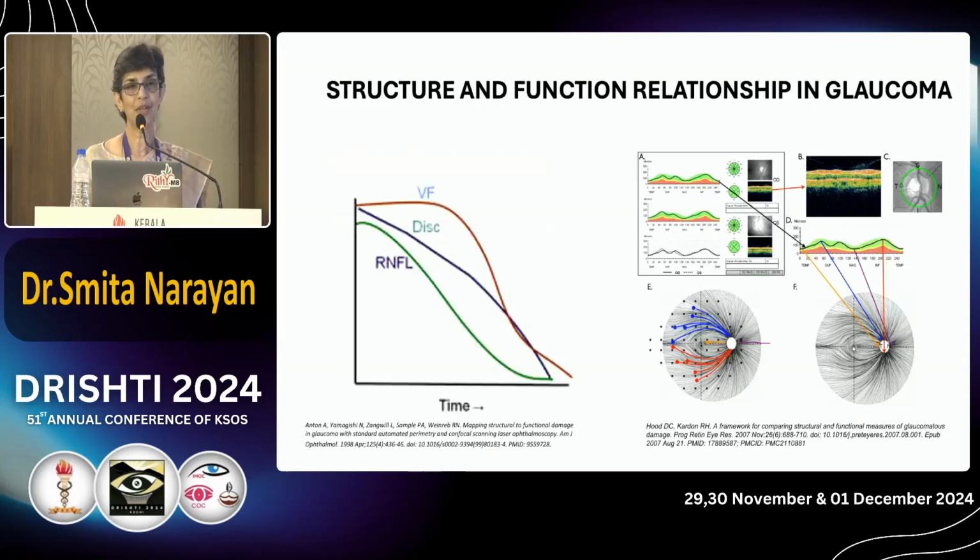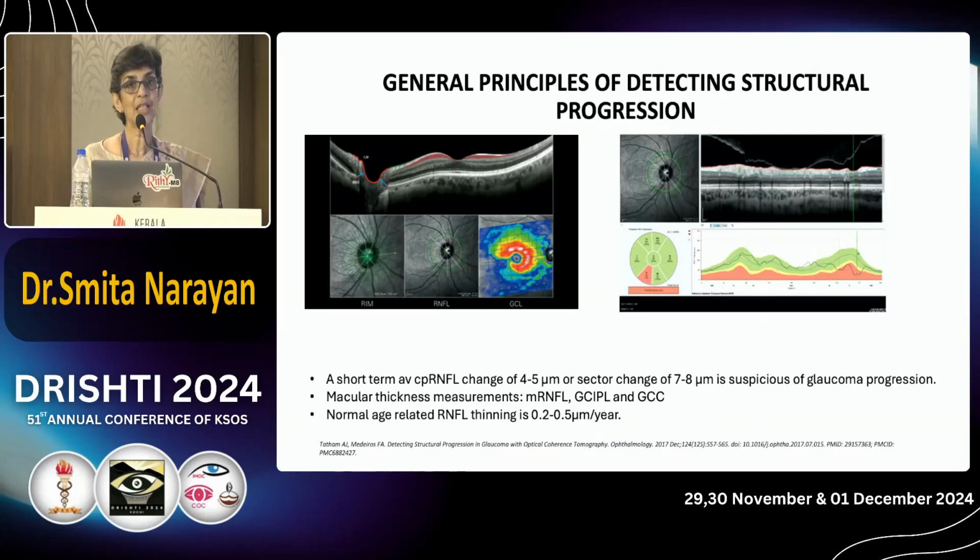Let us describe whether the patient is progressing despite a normal intraocular pressure. Now, all of you would be familiar with this graph, which shows the changes in the visual field, in the optic disc cupping, and in the RNFL thickness with time. So this is actually demonstrating the structure and function correlation with glaucoma with respect to time. As far as structural progression is concerned, we can detect it with the OCT RNFL, which is most commonly used. This is the picture of the OCT RNFL which we use commonly.